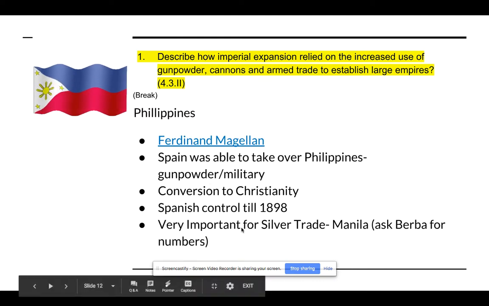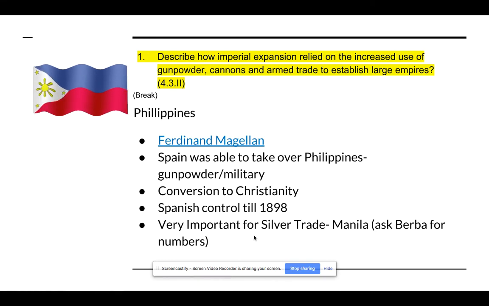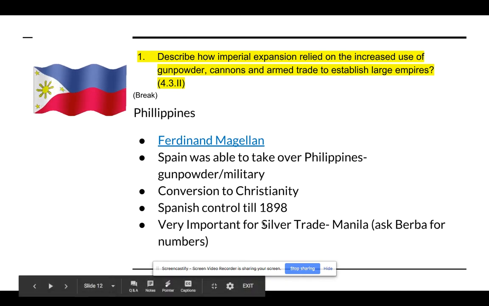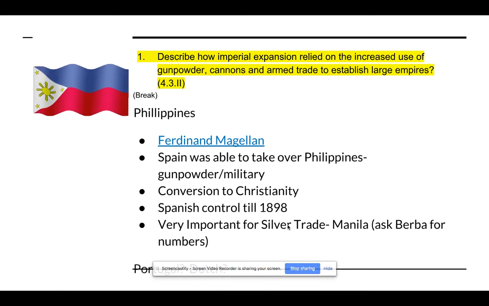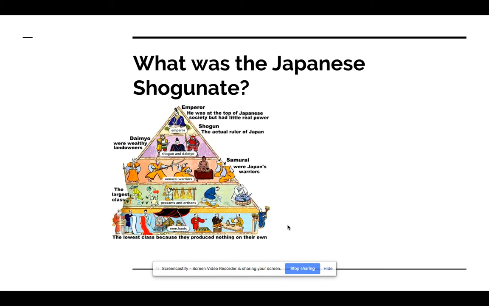And like I said, very important for silver trade. You're looking at Manila, the importance, 40,000 people there, very diverse population with 3,000 Japanese and 20,000 Chinese, right? And as you will read over this weekend, this would have a huge impact on the silver trade. Okay. All right, moving forward, there was a quick section in your text about the Japanese shogunate.